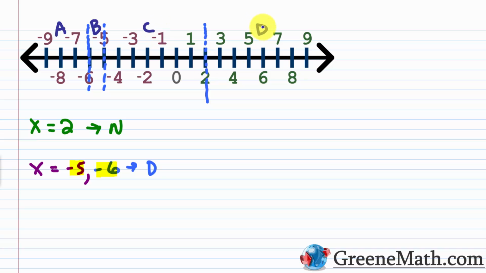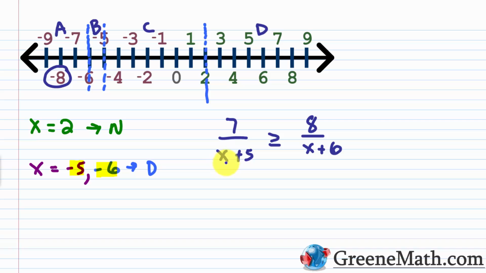What we want to do now is very, very easy, but also very, very tedious. We want to write the original inequality, which was 7 over x plus 5 greater than or equal to 8 over x plus 6. So we want to take a value from each interval, plug it in, and see if it works, okay? So let's start with interval A. I'm just going to choose negative 8.